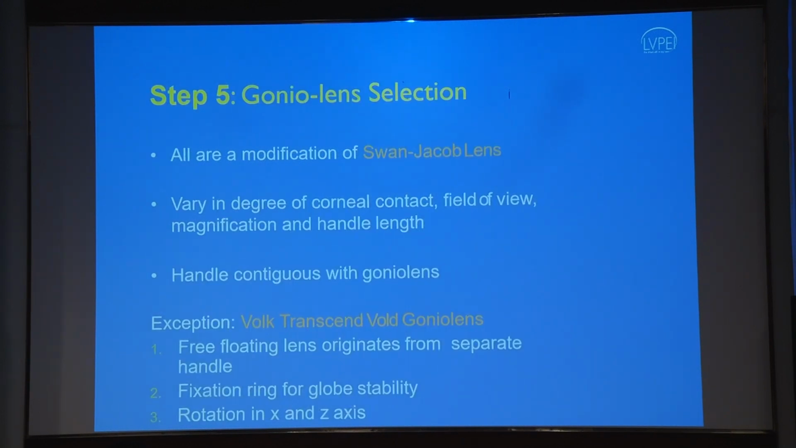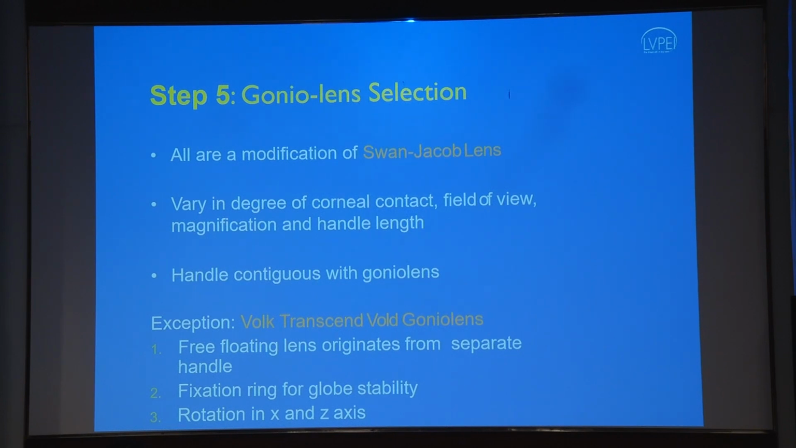About step 5, which is again gonioscopy lens selection. All the surgical gonio lenses are modifications of the Swan-Jacob lens. They vary in the degree of corneal contact, the field of view, magnification, and the handle length. The handle comes contiguous with the gonio lens. The exception is this Vogue TVG lens, where the lens is a free-floating lens and it originates from a separate handle.